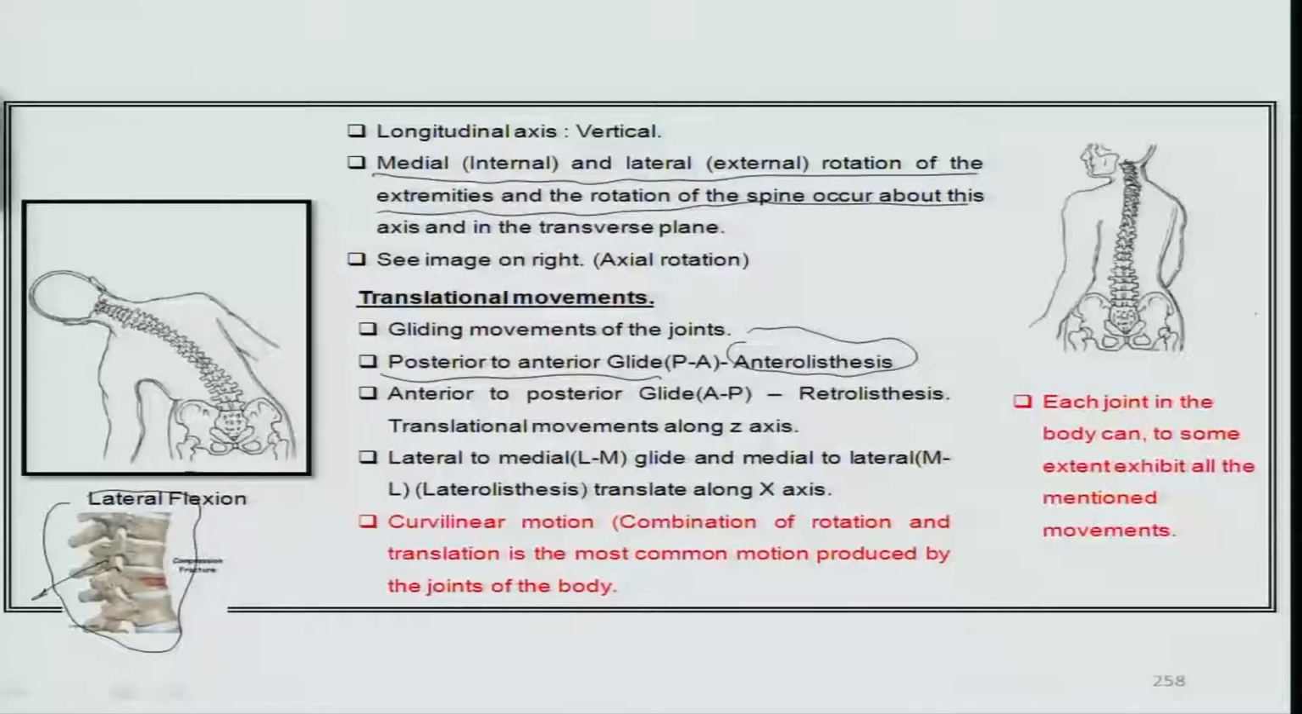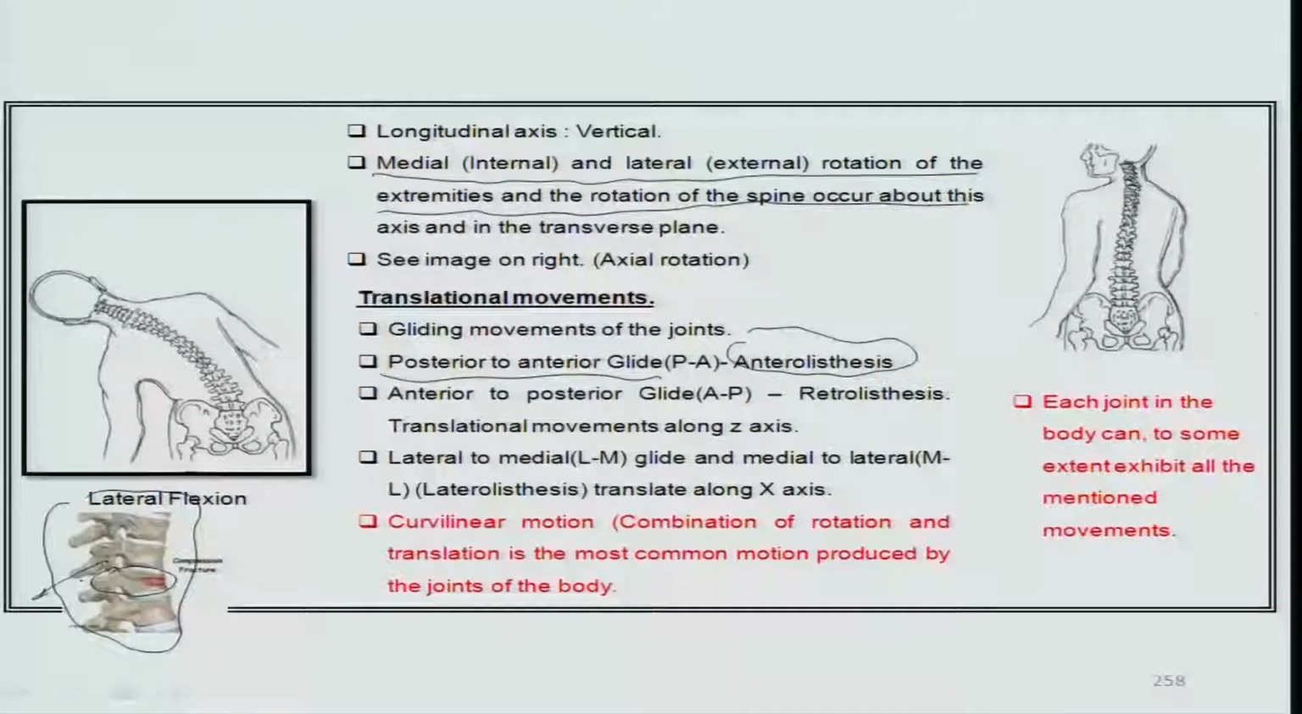Basically, let us say something where this bone slides in front over the other bone which is below it. And similarly the other way, retrolisthesis is for the anterior to posterior, where there is a gliding action of one bone with respect to the other. So these are some defects which can be caused, or even during the flexion or, let us say, extension, there are these kinds of small phenomena.